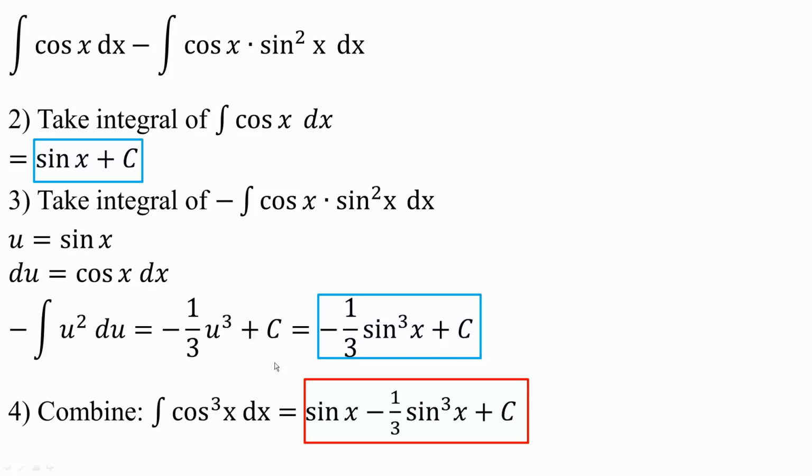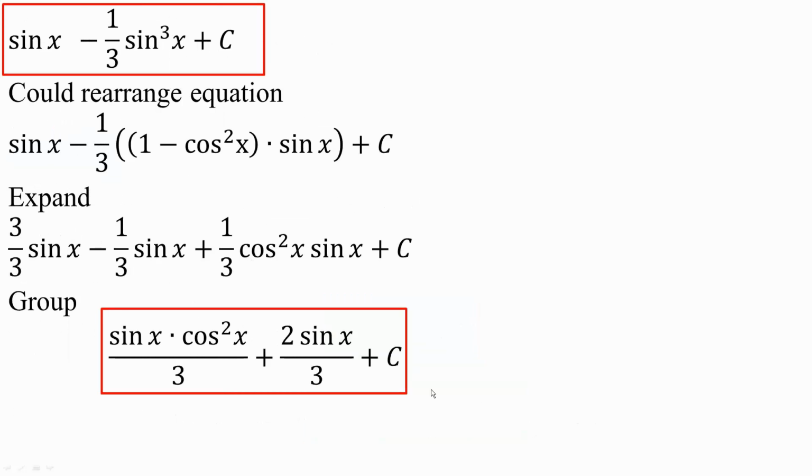Finally, we combine this piece from here and this piece from here. And so we would get sine x minus 1/3 sine cubed x plus c. Now this is one correct answer, but maybe if you use a calculator, you wouldn't get this answer. You might get an answer like this, and so I'll show you how we can arrive at this answer.